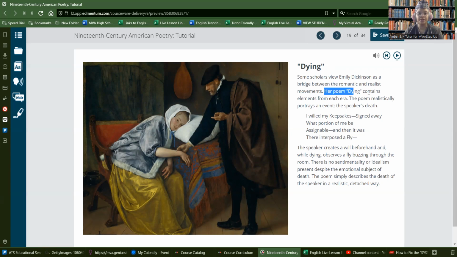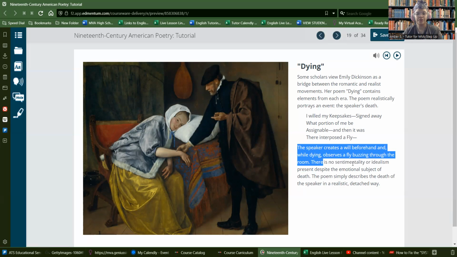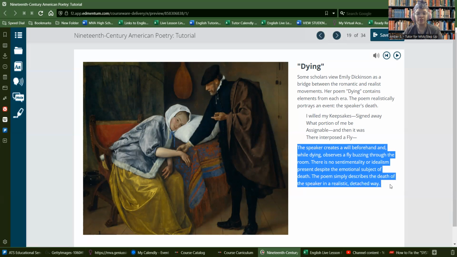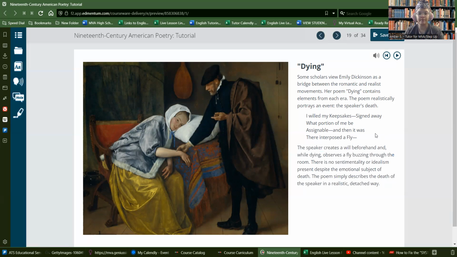And they pretty much tell you her poem Dying contains elements from each era. So it realistically portrays an event, which is the speaker's death. But it says here the speaker creates a will beforehand and while dying observes a fly buzzing through the room. There's no sentimentality or idealism present, despite the emotional subject of death. The poem simply describes the death of the speaker in a realistic, detached way.